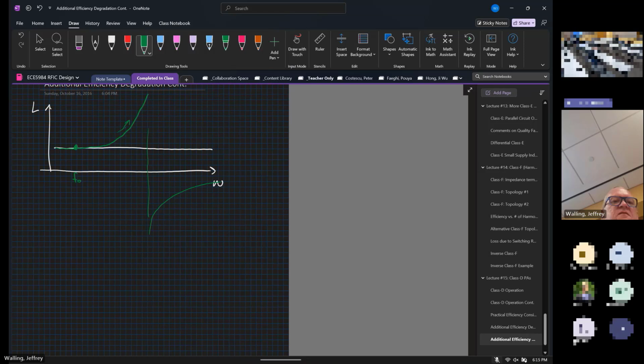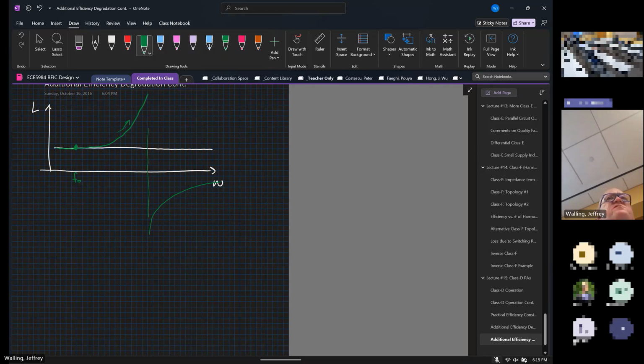Oftentimes we might want to use a component near its self-resonant frequency because that's probably its peak Q, but that's also the point where it's very susceptible to PVT variations. It's moving all over the place. So as a point of design, I don't do that because I can't control it. If I could control it, it'd be a great point to design at.